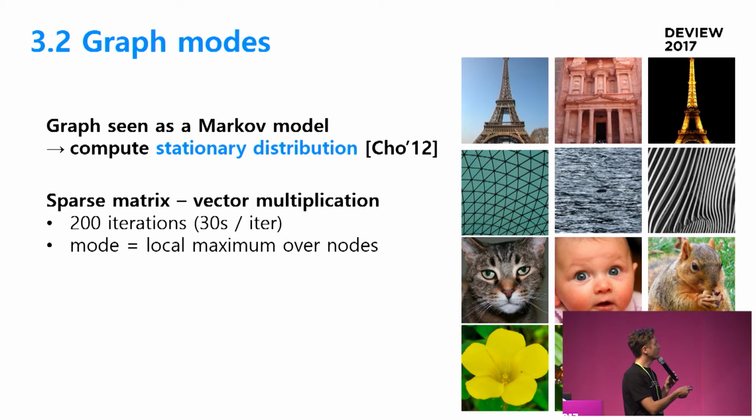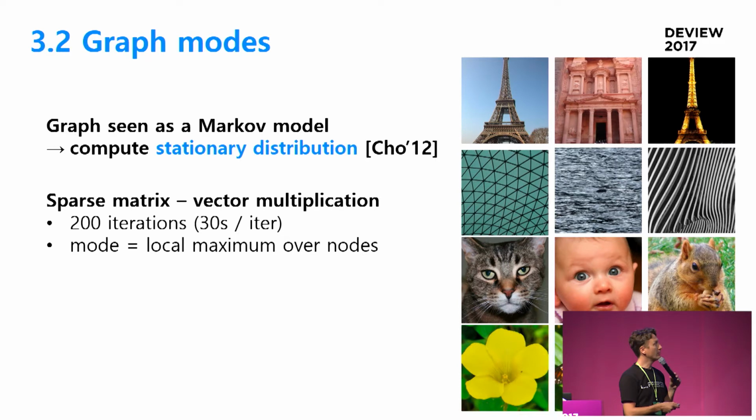So, to compute the stationary distribution, typically you start from a random vector, and you multiply this vector multiple times by your sparse k-nearest neighbor matrix. To reach convergence, typically we would do 200 iterations at the cost of 30 seconds per iteration, which is very reasonable. And so the modes are the local maximum of the nodes.